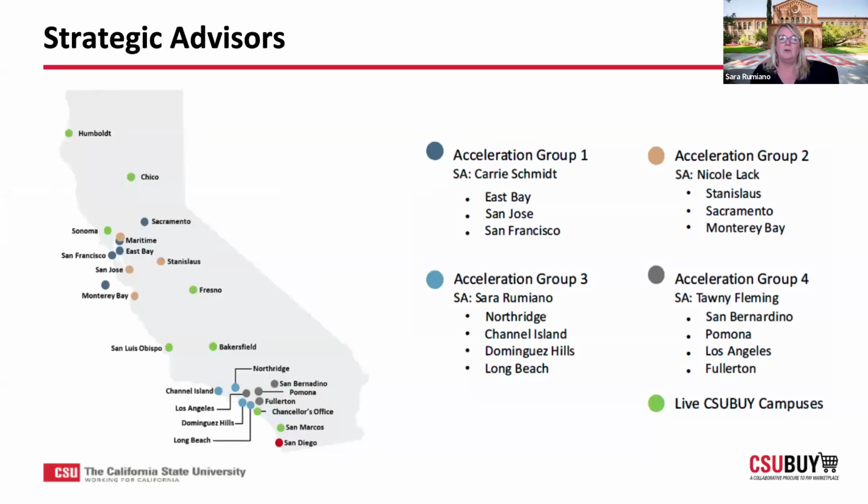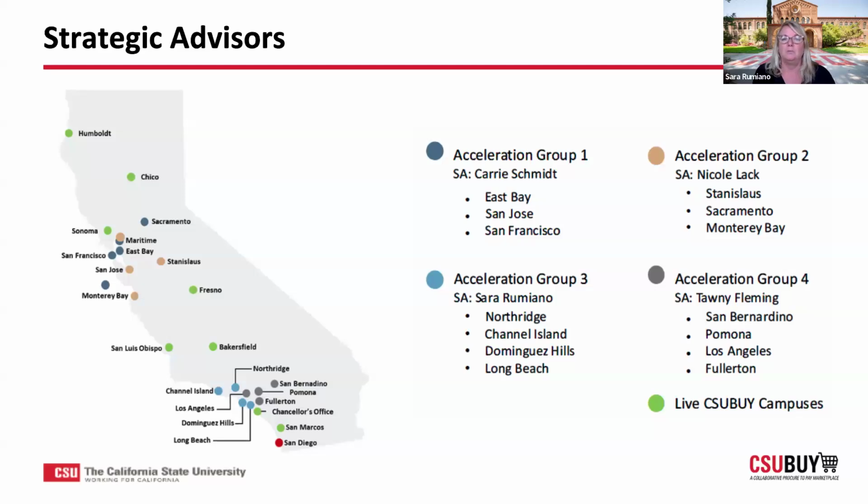To support the CO core team with the P2P implementation, the non-live campuses have been organized into regional groups, with each group assigned a strategic advisor. The strategic advisors are Carrie Schmidt, Nicole Lack, myself, Sarah Rumiano, and Tawny Fleming. Each of us brings extensive experience and expertise in procure-to-pay processes, and we are here to help guide and support campuses throughout their implementation journey.